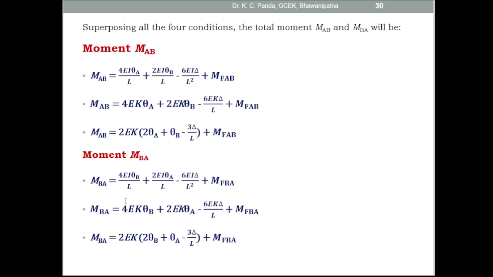This is due to the rotational displacement at B, 4EI theta B by L. This is due to the rotational displacement at A, 2EI theta A by L. And this is due to the translation vertical displacement, minus 6EI delta by L square. And this is due to the transverse loading fixed end moment, that is MFBA. MBA is equal to 4EI theta B by L plus 2EI theta A by L minus 6EI delta by L square plus MFBA. Then after simplification, MBA is equal to 2E K times 2 theta B plus theta A minus 3 delta by L, plus MFBA. So already you know the final moment and the displacement relation.